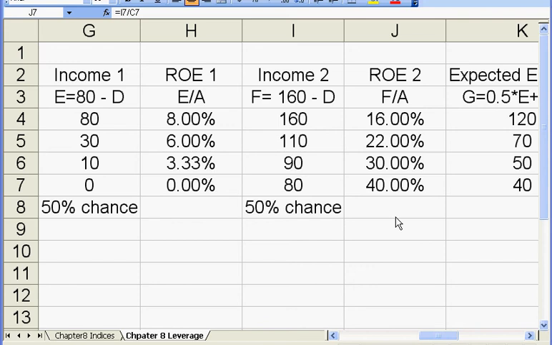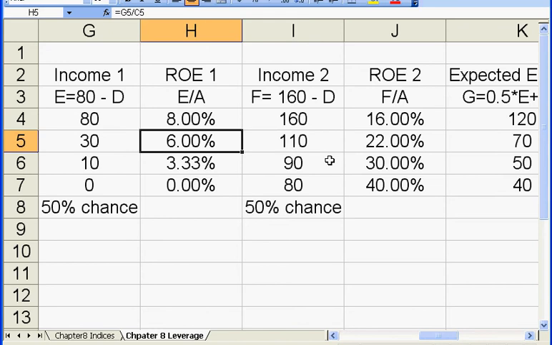As we have seen in the previous video, under scenario 1, as the leverage goes up, the return on equity decreases. Under scenario 2, as the leverage goes up, the return on equity increases. So the return on equity actually diverges under these two different scenarios as the leverage goes up. And that should give us a hint.